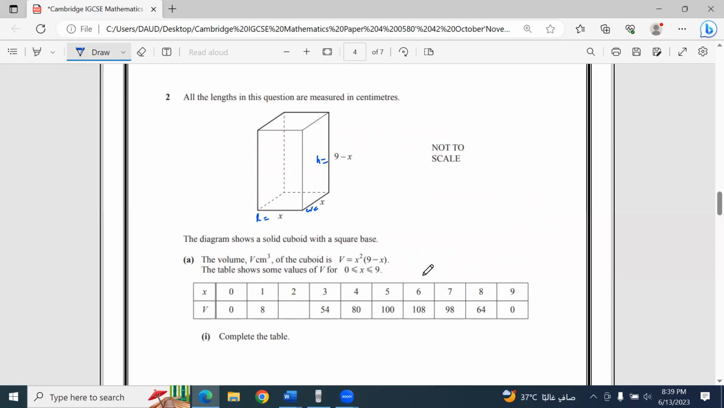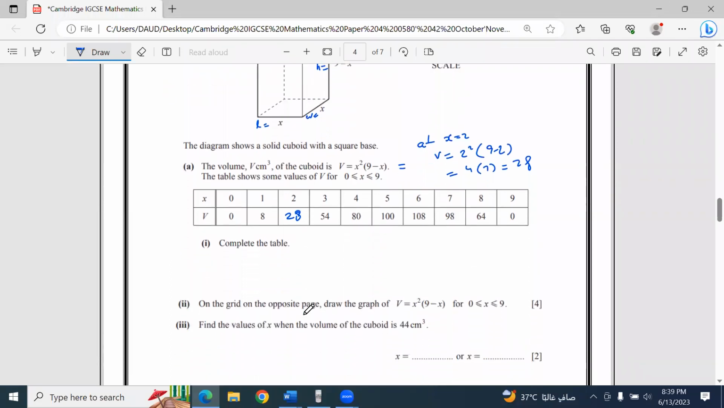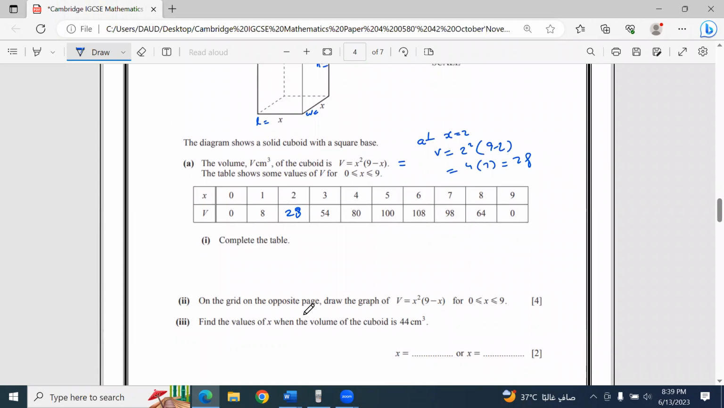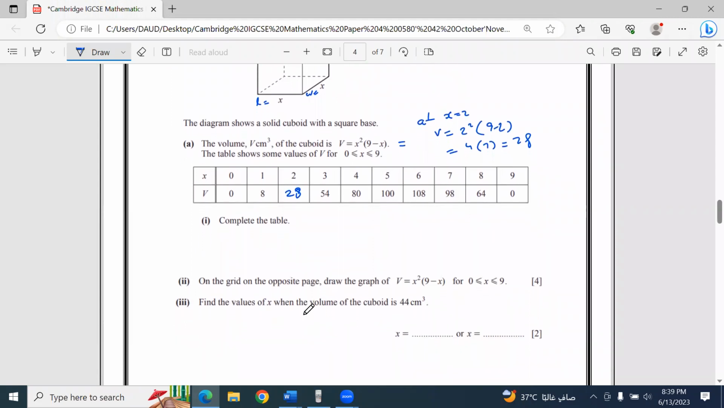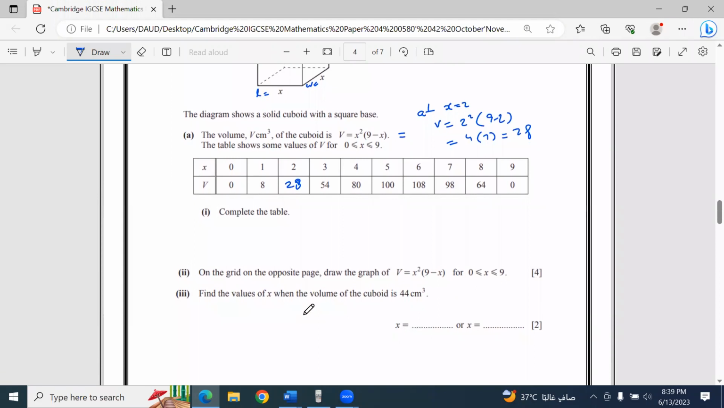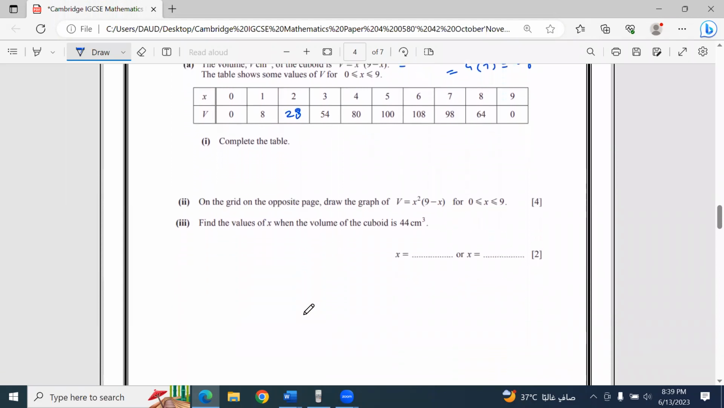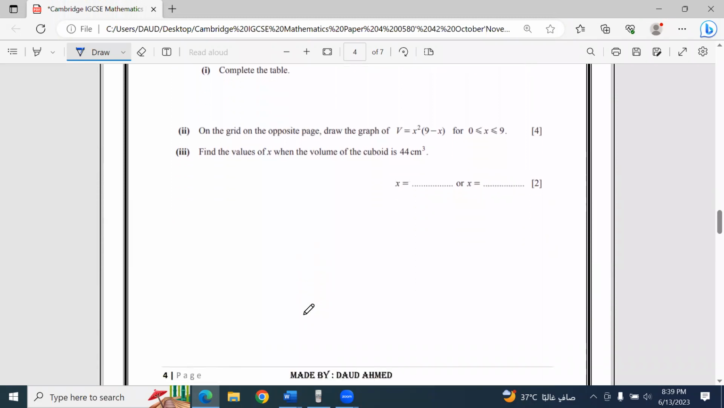We have to complete only for 2. So you can substitute in the calculator or directly, x is equal to 2. What do we have in the table? Our volume is 2 squared times 9 minus 2, which gives me 4 times 7 is equal to 28. This one is 28. Next, on the grid opposite, draw a graph of V. So we will plot all these values on the graph, and then we will try to find the answer of the third part.